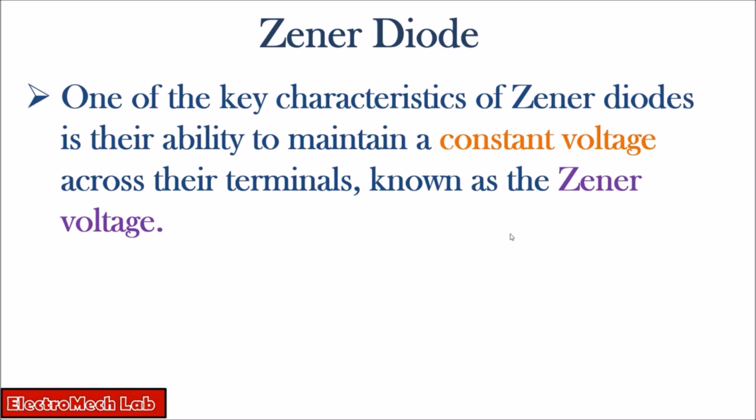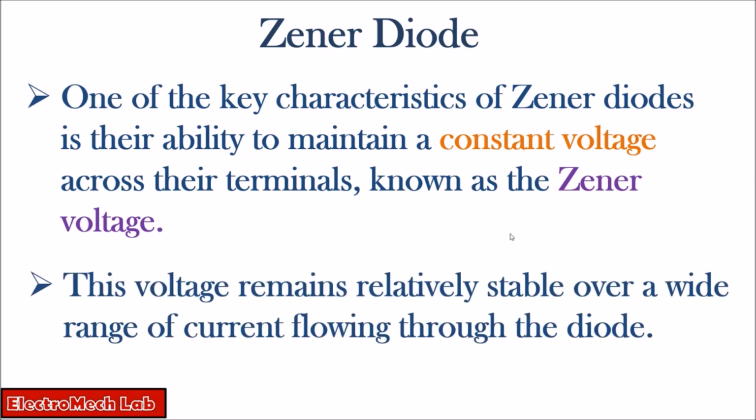One of the key characteristics of Zener diodes is their ability to maintain a constant voltage across their terminals, which is known as the Zener voltage. This voltage normally remains stable over a wide range of current flowing through the diode.